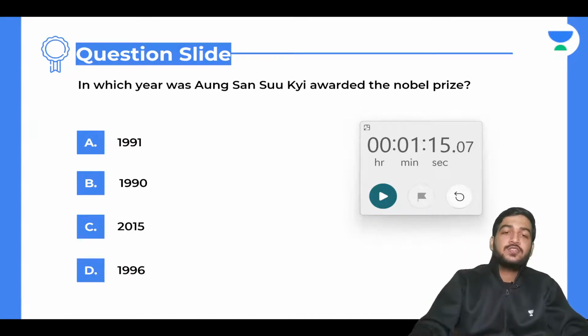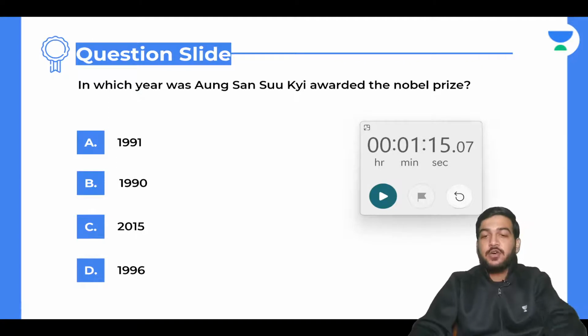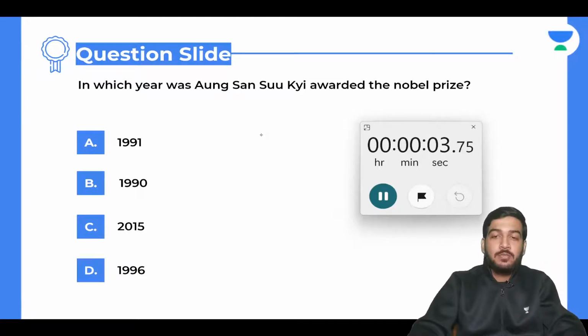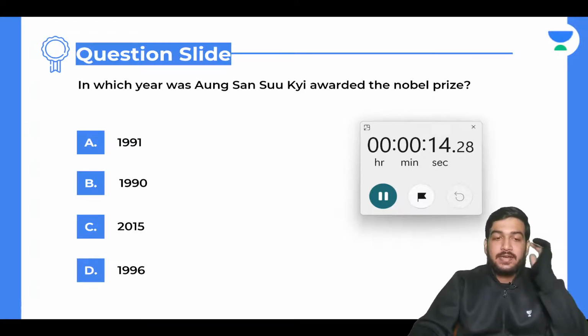Now, Aung San Suu Kyi has been in the news. Why is she so famous? It is because she was awarded the Nobel Peace Prize. In which year was Aung San Suu Kyi awarded the Nobel Peace Prize? Was it A 1991, B 1990, C 2015, or D 1996?